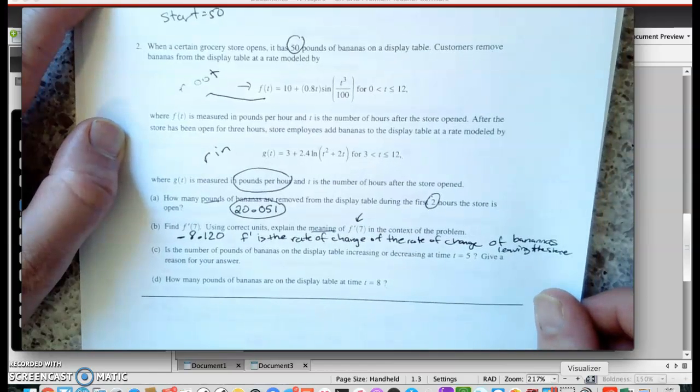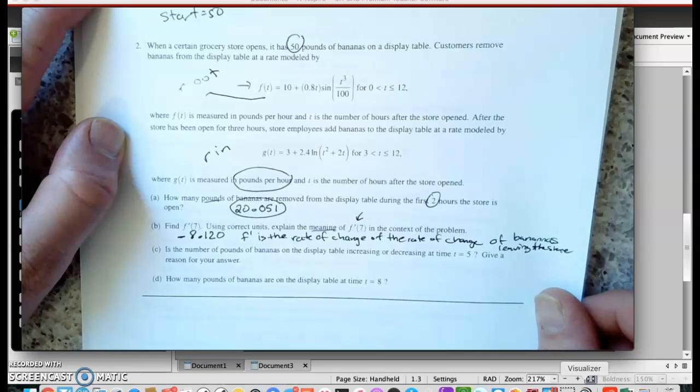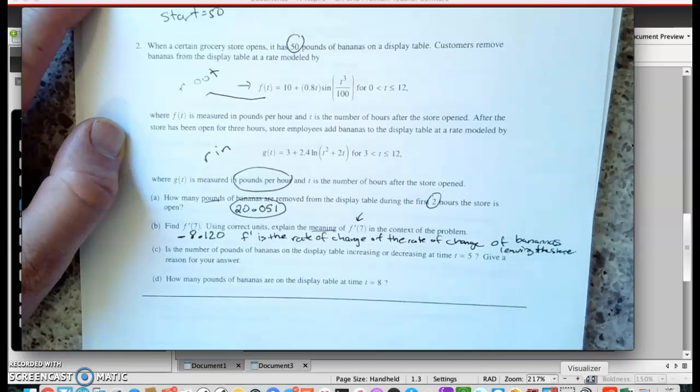Is the number of pounds of bananas on the display table increasing or decreasing at time t equals 5? Give a reason for your answer.